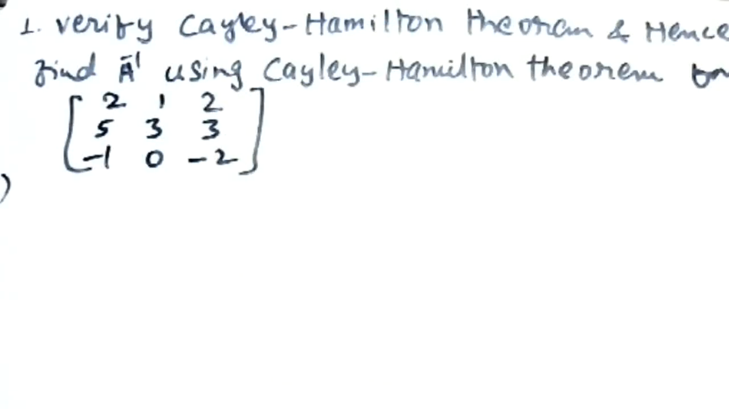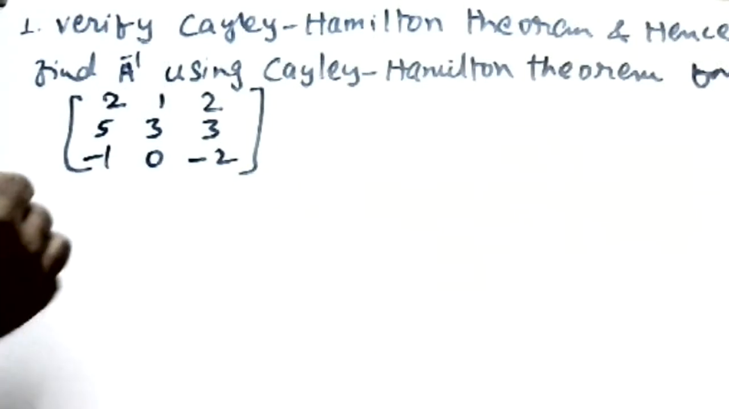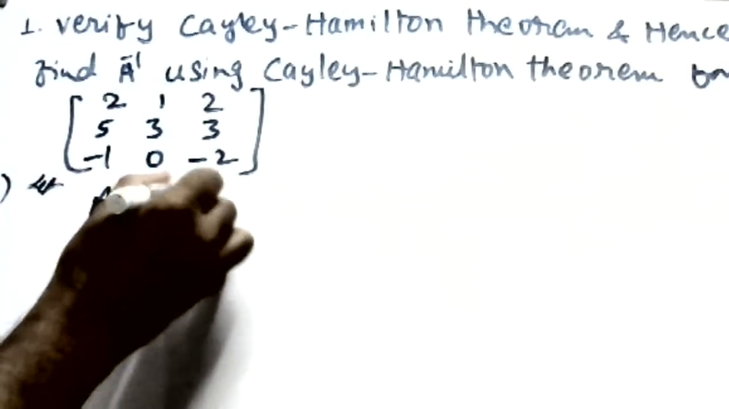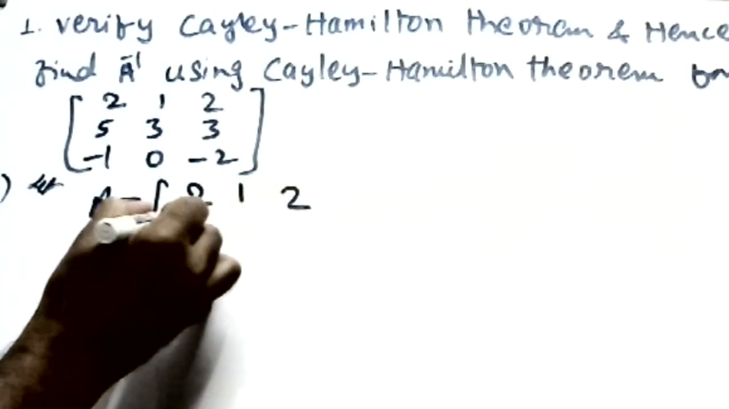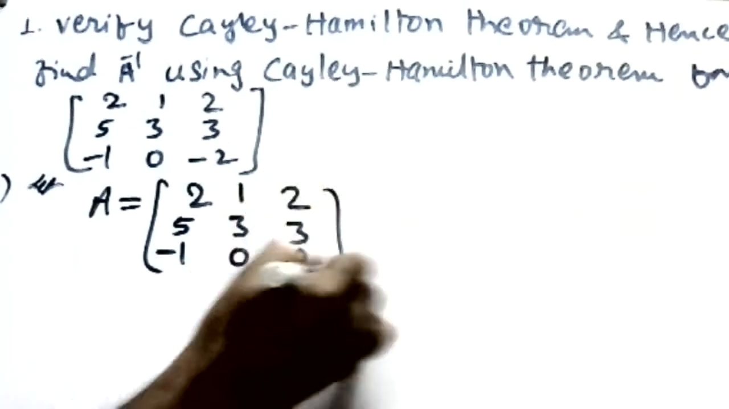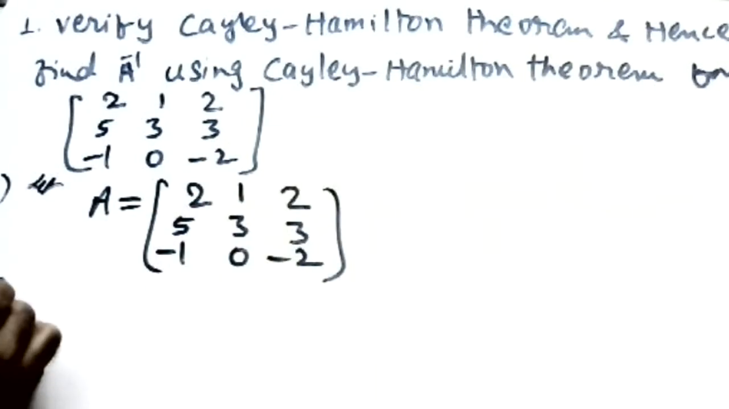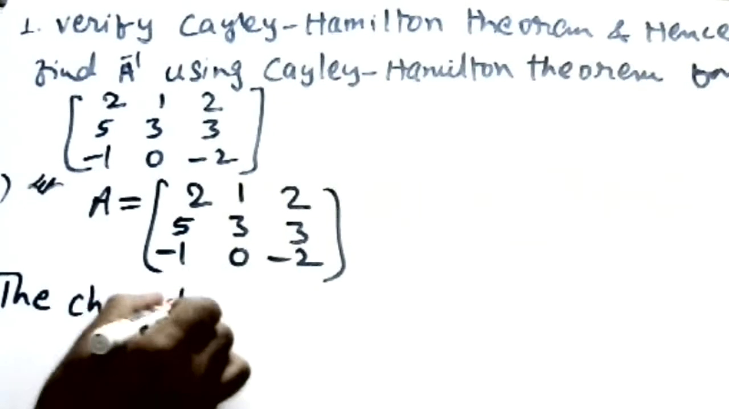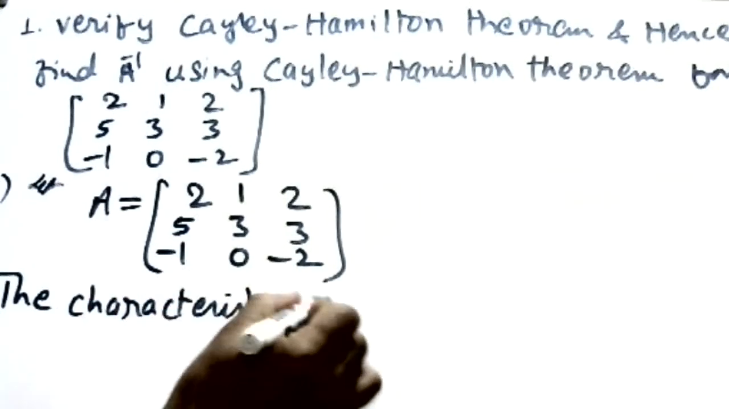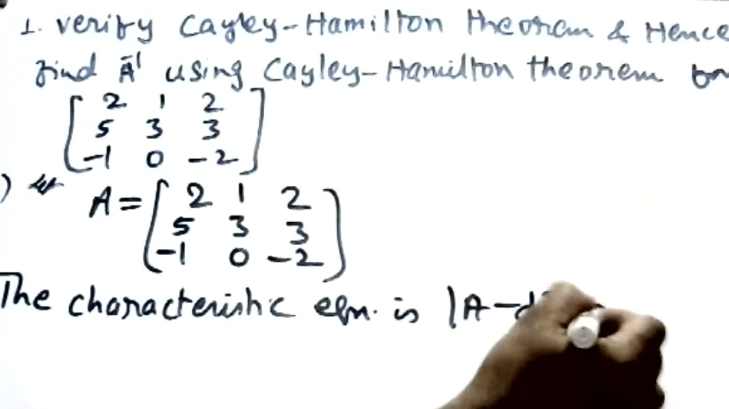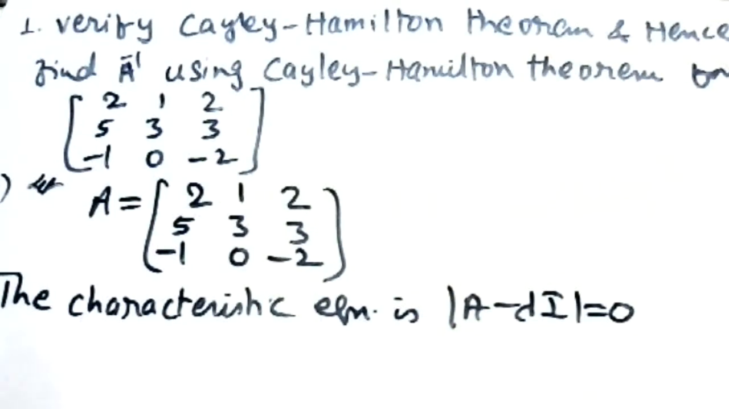Now let me see one question. Verify Cayley-Hamilton theorem and hence find A inverse using Cayley-Hamilton theorem. Now how to start? First let me suppose the matrix as A. Let A equals [2, 1, 2; 5, 3, 3; minus 1, 0, minus 2]. Now what is the characteristic equation? The formula we have is A minus lambda I equals 0.